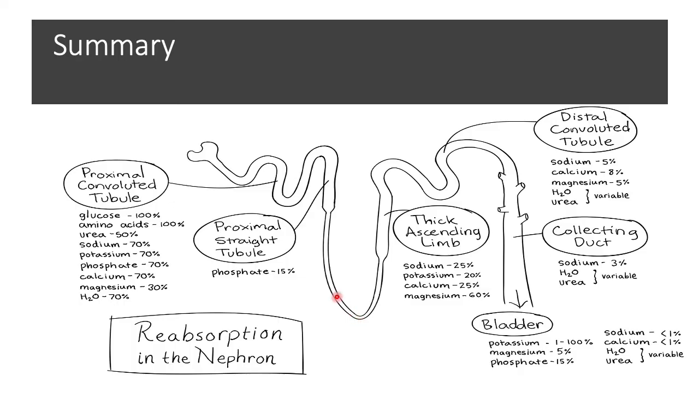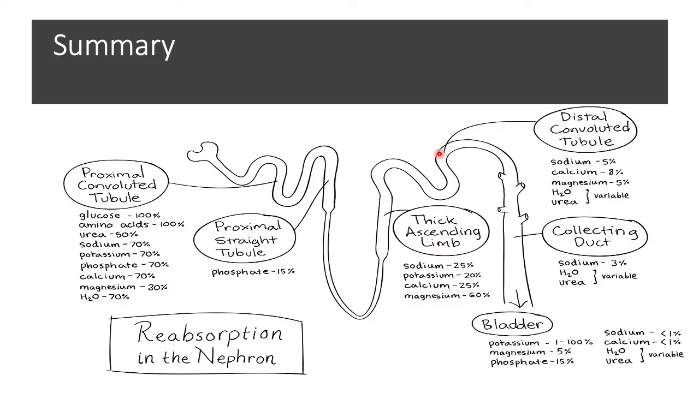The descending limb is permeable to water, not to solute. You have to remember that. The ascending limb, both thin and thick, is impermeable to water. The solute reabsorbed from the thick ascending limb is 25% of the sodium, and the rest is potassium, and calcium and magnesium are reabsorbed from the thick ascending limb.